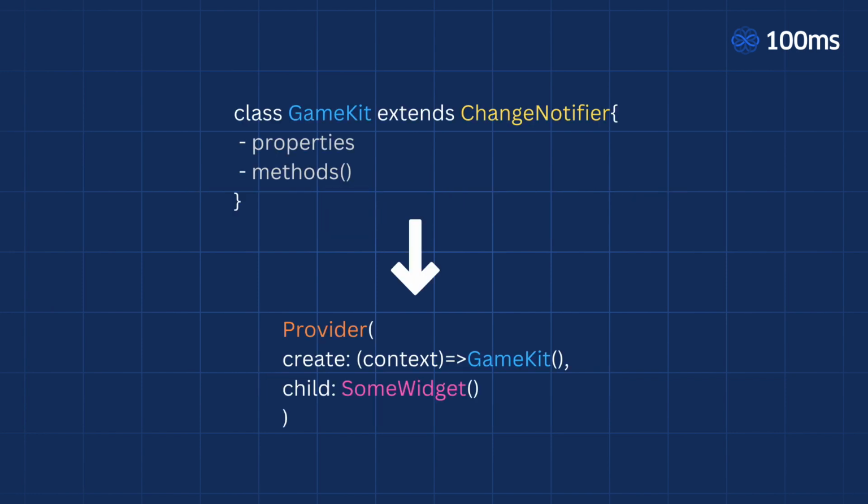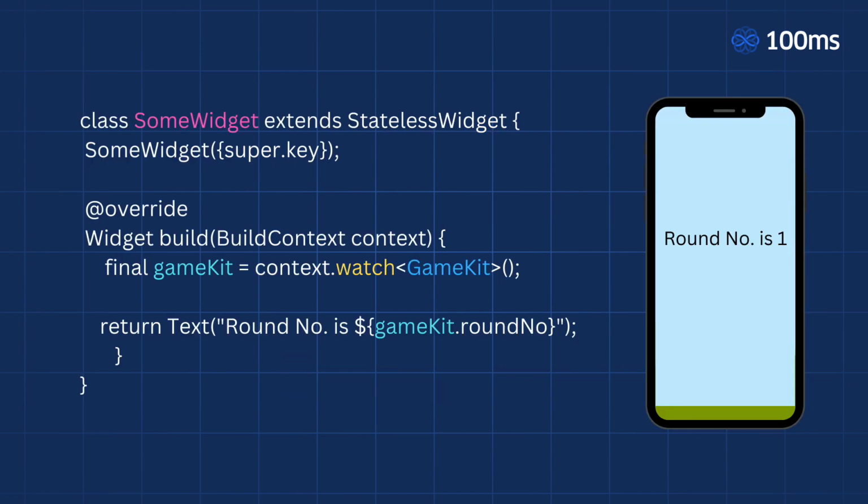Let's start the episode by understanding the state management we're going to use for the logic. First, we will create a class GameKit that will extend the ChangeNotifier. It will have its own properties and methods. Then, we will use the provider package to actually provide a GameKit object to some widget. Let's call it SomeWidget. You can access this GameKit object that you just created inside the provider in the SomeWidget.